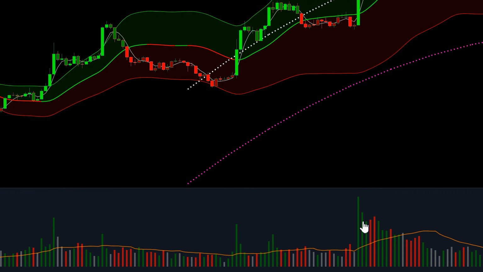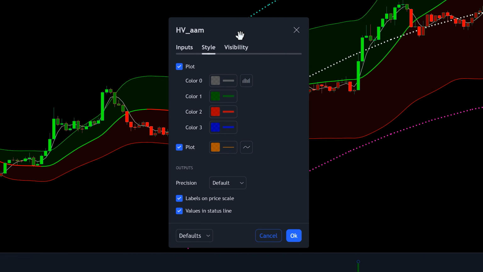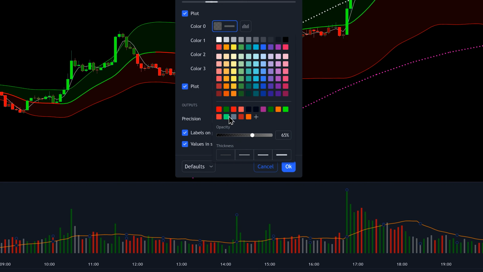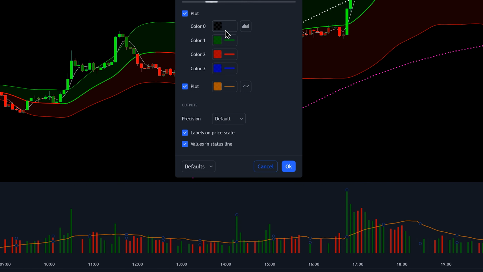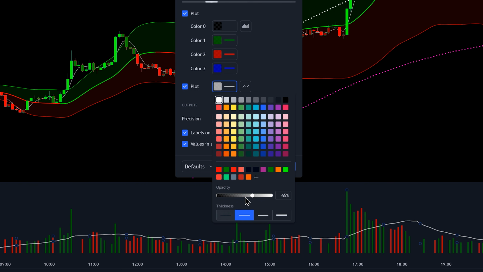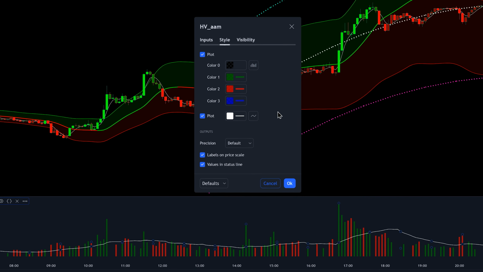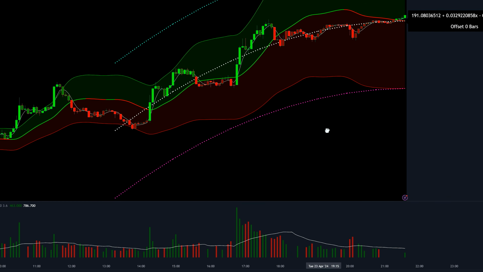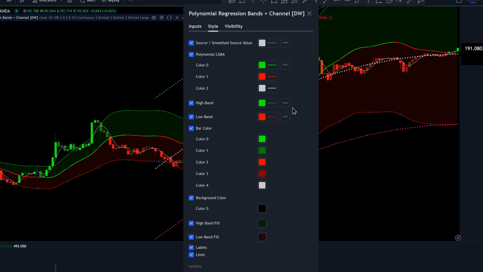Double-click on the Hawkeye volume so we can change some settings. On this style tab, you want to reduce color zero's opacity to 0%. Change the plot color to white. I'm also going to reduce its thickness. And then click OK. For the Polynomial Regression Bands, we're going to go to this style tab.